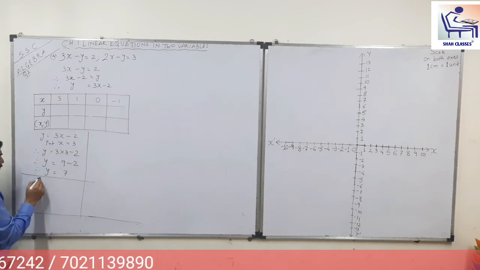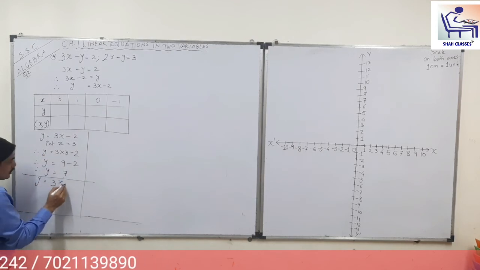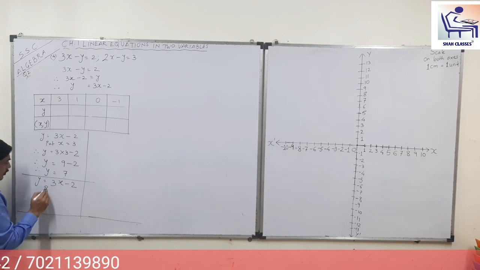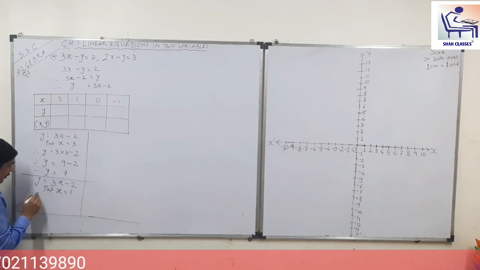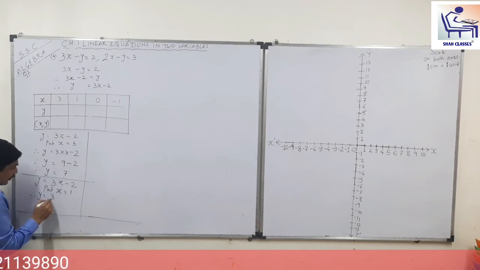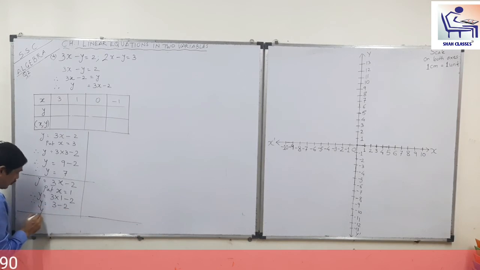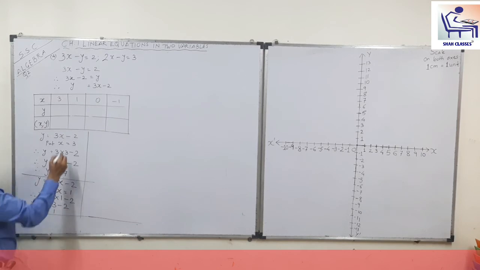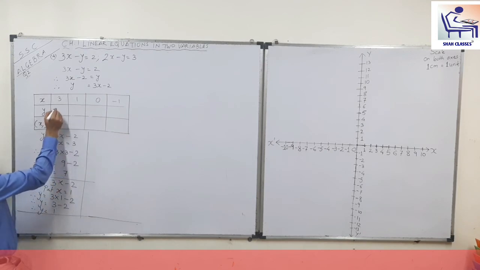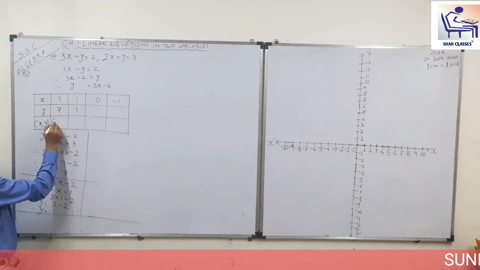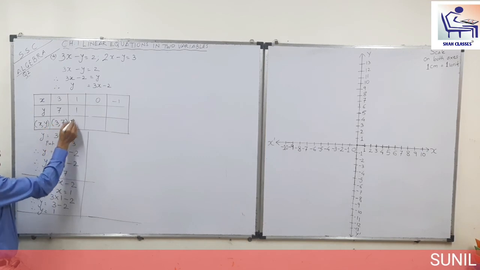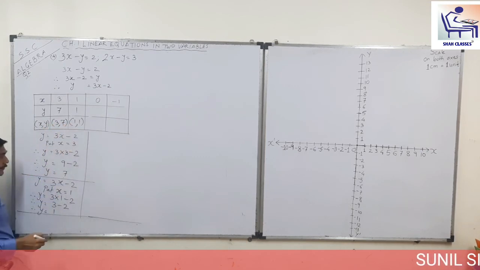We will find out the second value. Y is equal to 3x minus 2. Put x is equal to 1. Therefore, y is equal to 3 into 1 minus 2. Y is equal to 3 minus 2. Y is equal to 1. So both these values I am putting here, 7 and 1. So the first value is 3, 7, and 1, 1.